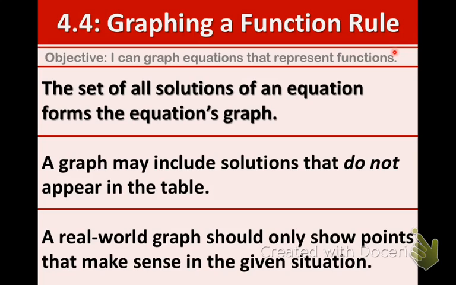So in this lesson, our goal is to graph equations that represent functions. So let's begin filling in our blanks.